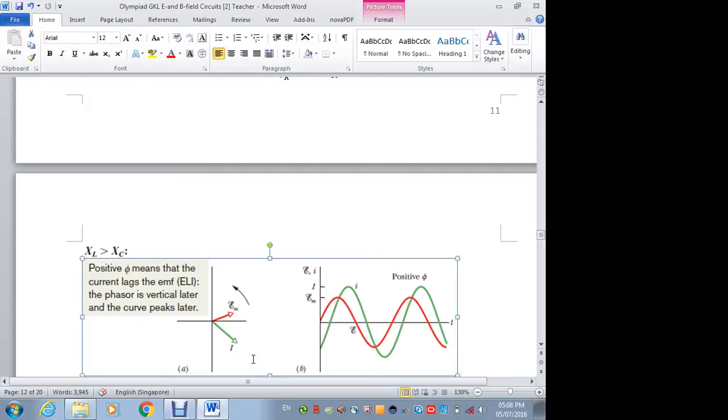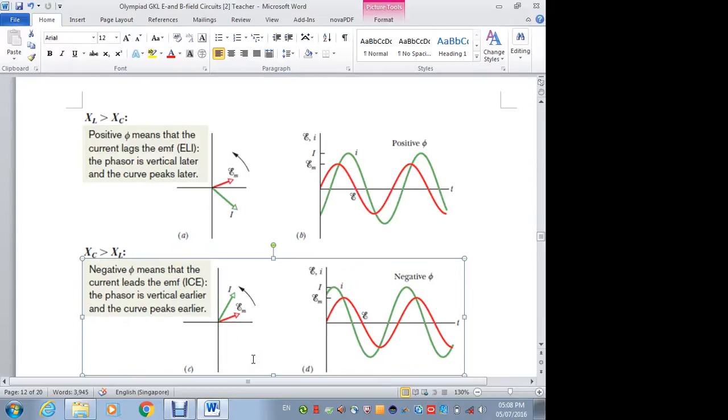And what happens when XL is less than XC? This is also another mnemonic that helps you remember, but the thing is that I cannot remember what ICE is, so it cannot help me remember. Too many things. So, negative phi.